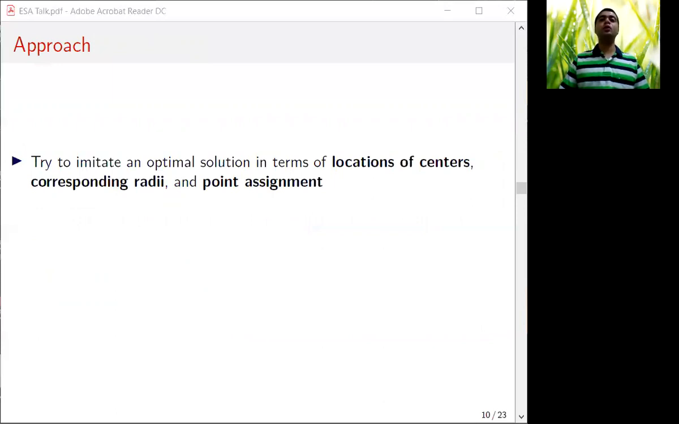So first, it has to find the locations of these centers. And remember, the number of these centers has to be at most k. Then it has to assign a certain radius to each of these centers so that we get a bunch of balls. And then it has to find that assignment from points. And this assignment is subject to the two constraints that I mentioned earlier. Which is that if you're assigning a point to a ball, then the point has to be contained in the ball. And secondly, you can only assign at most u points to any of the ball. So we are going to try to imitate this optimal solution in terms of these three components.